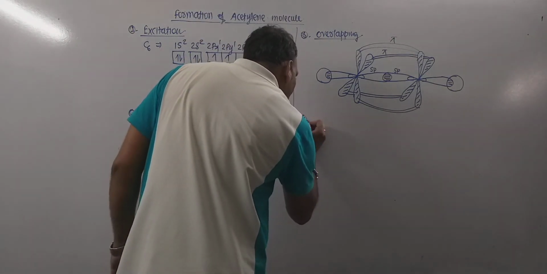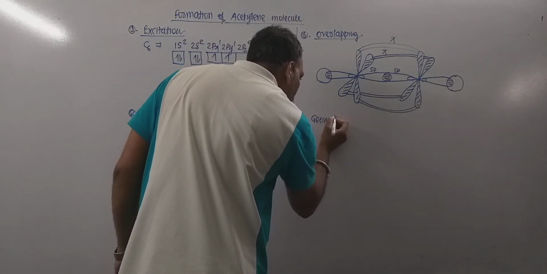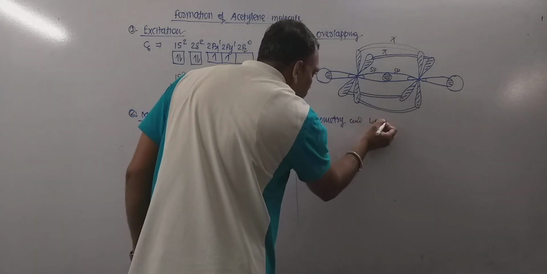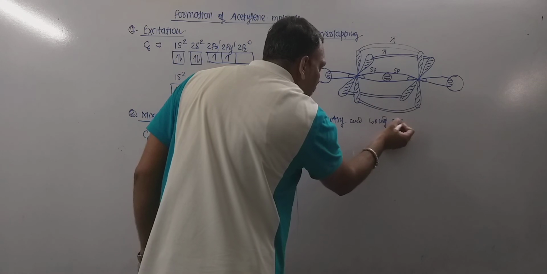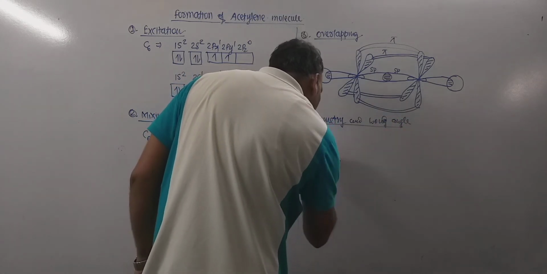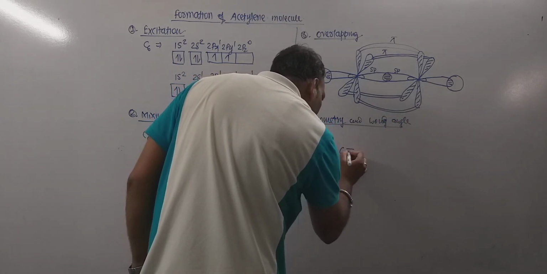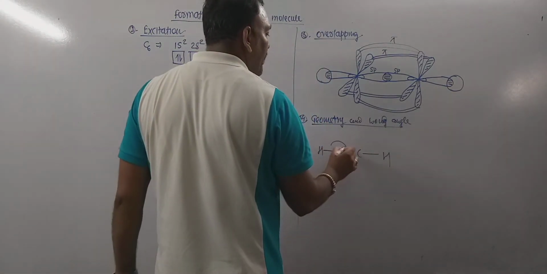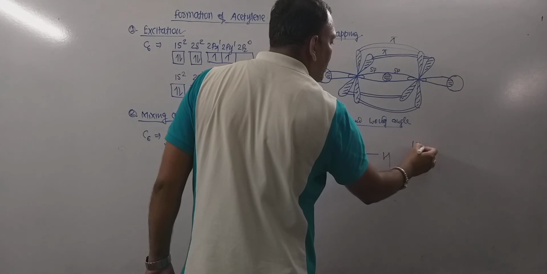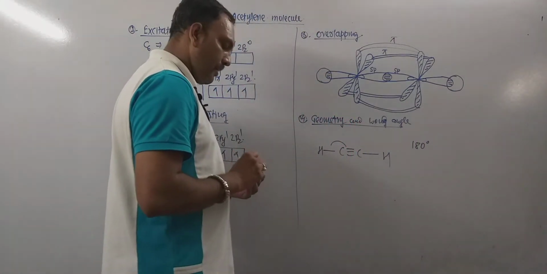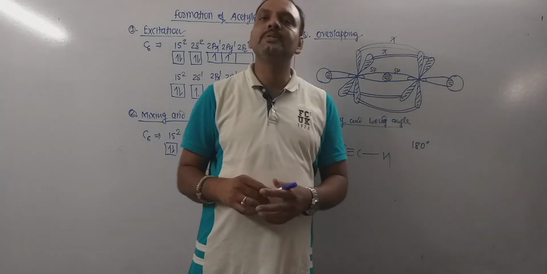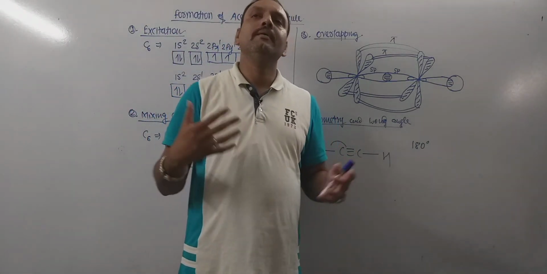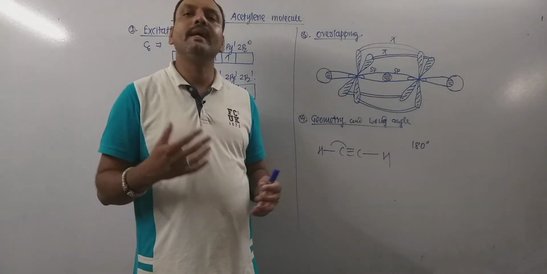As far as geometry and bond angle are concerned, acetylene can be drawn in this manner. Remember, the H-C-C bond angle is found to be 180 degrees and the geometry of the acetylene molecule is diagonal planar or linear. In this way the formation of acetylene can be explained.